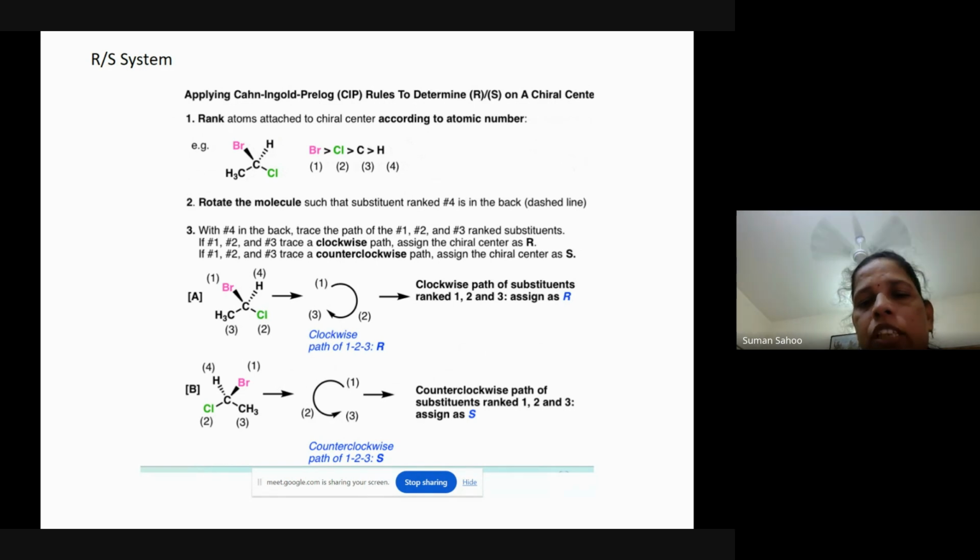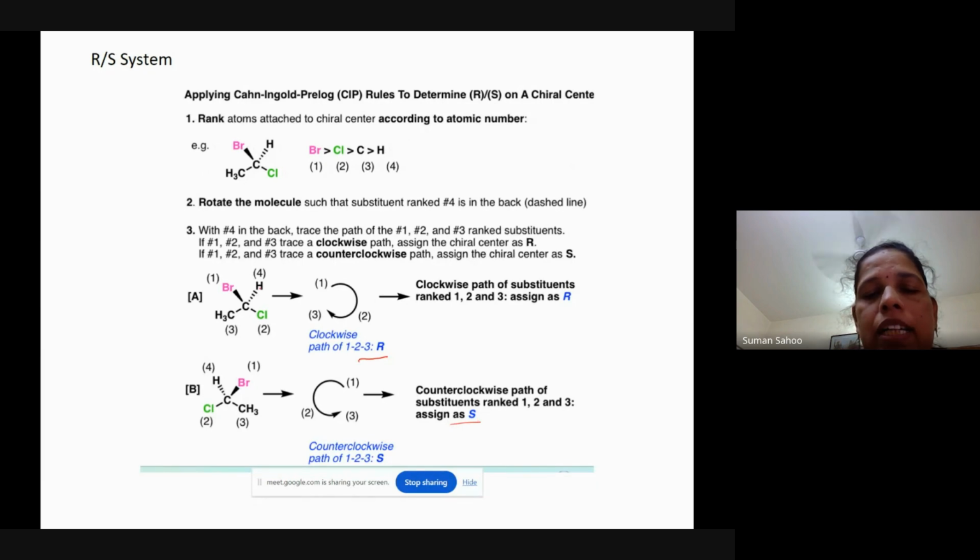If going from 1 to 2 to 3 traces the path in a clockwise direction, then you assign R. When it is in a counterclockwise or anti-clockwise direction while tracing the path from 1 to 2 to 3, then it would be assigned as S.